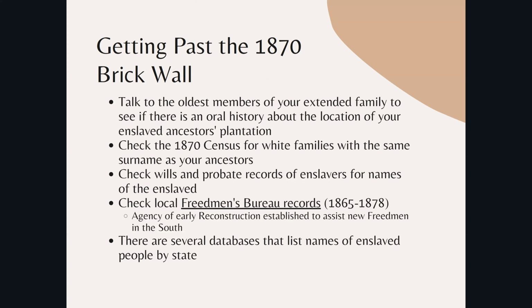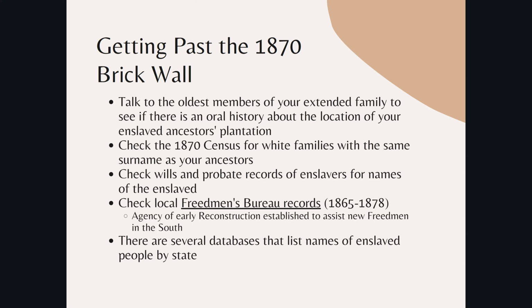In order to break past that brick wall, there are some tips and tricks you can try. First off, talk to the oldest members of your extended family to see if there's an oral history about the location of your enslaved ancestors' plantation. If your ancestors were enslaved and they lived on a plantation, if you figure out the location, that's a good place to start. You can also check the 1870 census for any white families with the same surname as your ancestors.